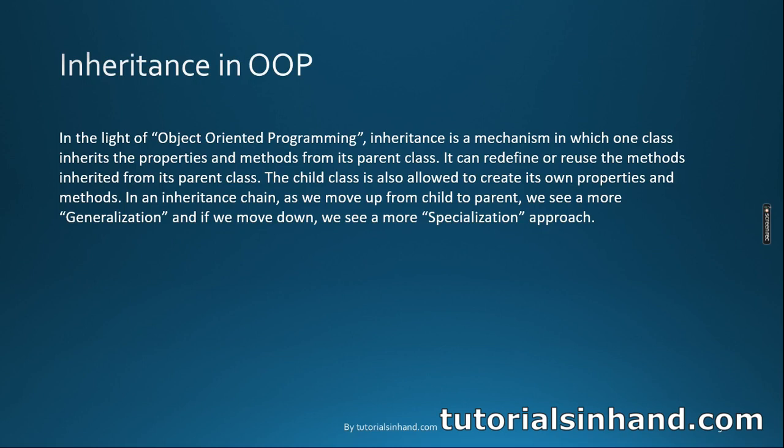In the light of object-oriented programming, inheritance is a mechanism in which one class inherits the properties and methods from its parent class. It can redefine or reuse the methods inherited from its parent class. The child class is also allowed to create its own properties and methods. In an inheritance chain, as we move up from child to parent, we see more generalization, and if we move down, we see a more specialization approach.